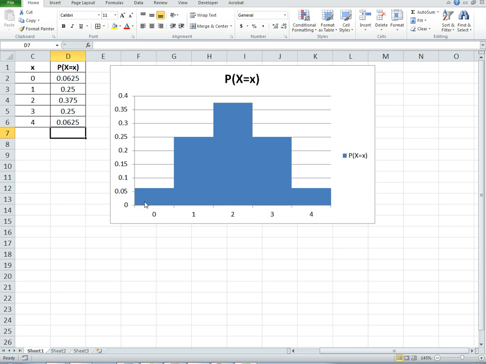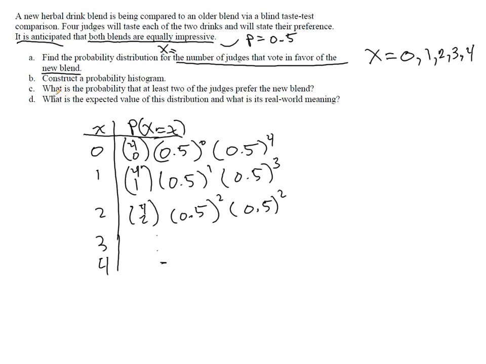At least for the 0 case, we probably would get at least a couple who would vote in favor. In fact, it would be most likely to get 37.5%. There's 37.5% chance that exactly 2 of them would vote in favor. But really, what do we care about? Well, we don't necessarily care about exactly 2 judges voting in favor. We would just want the majority of them.